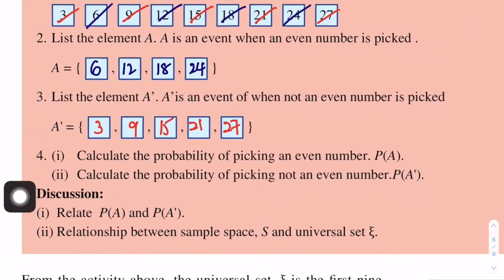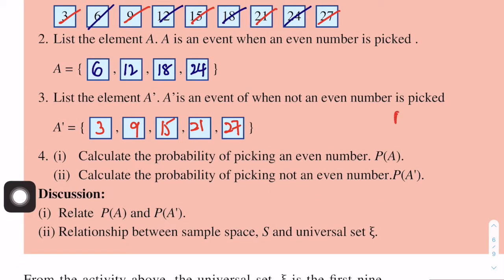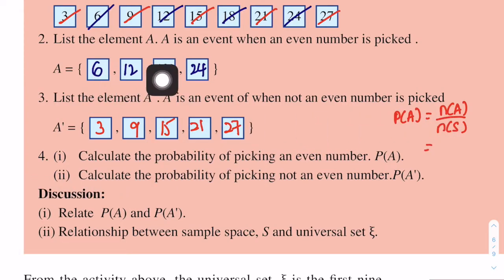Next, calculate the probability of picking an even number, P(A). How do we calculate the probability of A? The formula is n(A) divided by n(S). The number of A is 1, 2, 3, 4, so 4, divided by n(S), the number in the sample space, which is the whole 9 numbers: 1, 2, 3, 4, 5, 6, 7, 8, 9. So the probability of event A is 4 over 9.